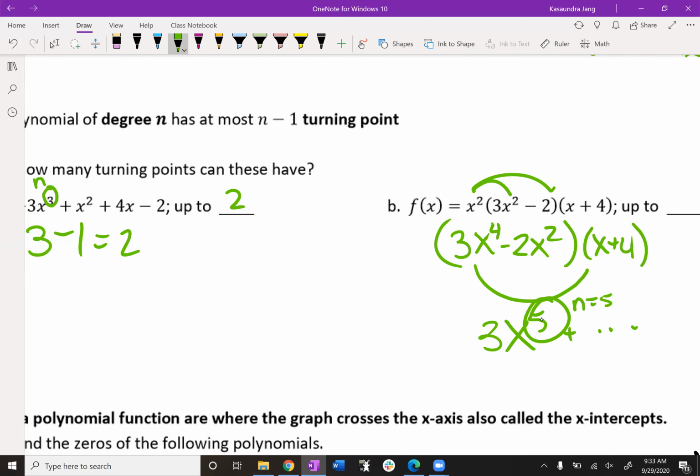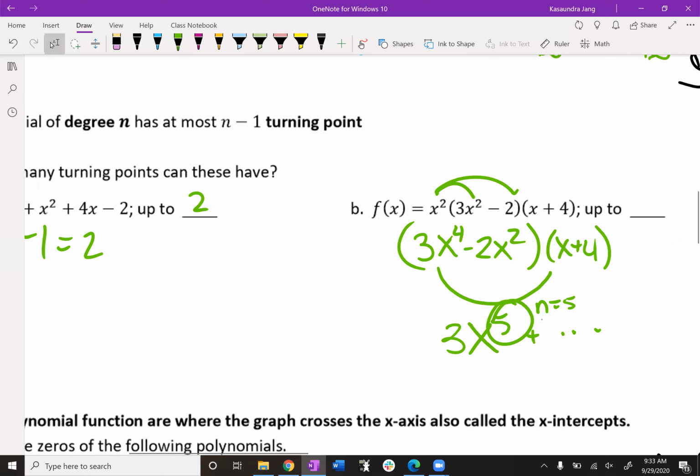And then I could have up to n minus 1, so I could have up to 4 turning points. So B did require a bit more work here. I did have to distribute. Honestly, I didn't distribute everything. I was just looking for that highest exponent, the degree, after I distribute.